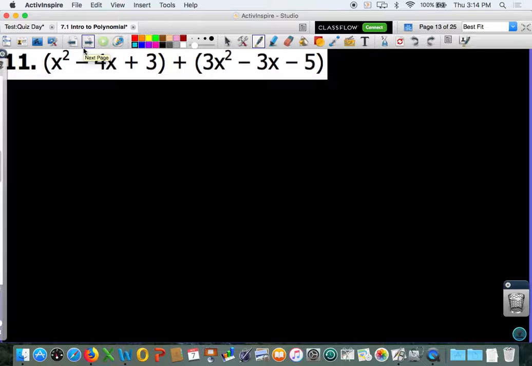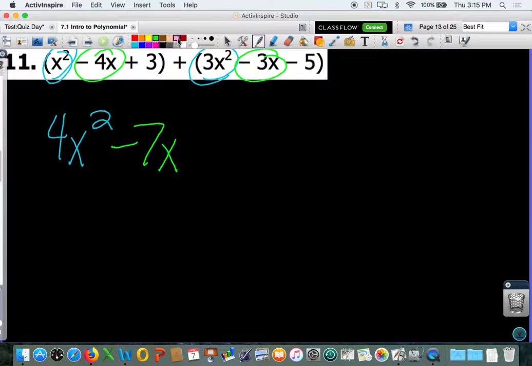So for example, I've got number 11 right here. Well, I've got x squared and 3x squared. So I can go ahead and combine those. I could even line this up, but I don't want to just in case it doesn't always work out. So, for example, I've got 4x squared. Next, I've got negative 4x and negative 3x, negative 7x. And now I've got 3 minus 5, so minus 2. Here we go.